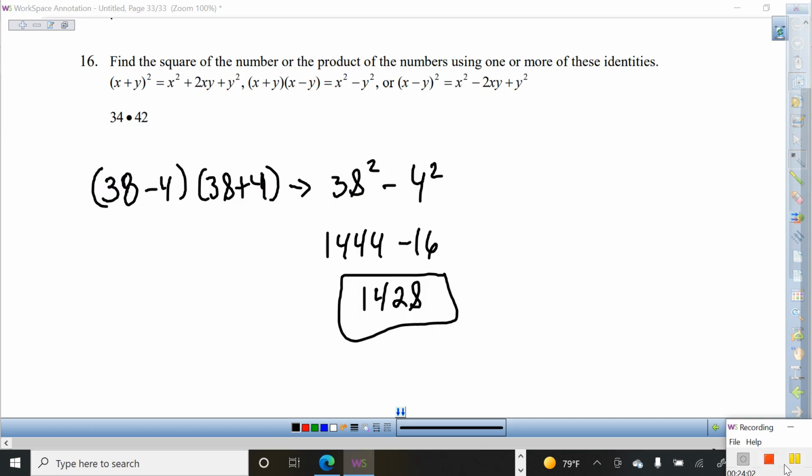Work is on the screen. That number was 38, yes? 38 minus 4, 38 plus 4, then therefore 38 squared minus 4 squared. 38 squared is 1,444. 4 squared is 16, so 1,444 minus 16 is 1,428. Hands, have you got that? Okay. So, you can take, yes? Yeah.